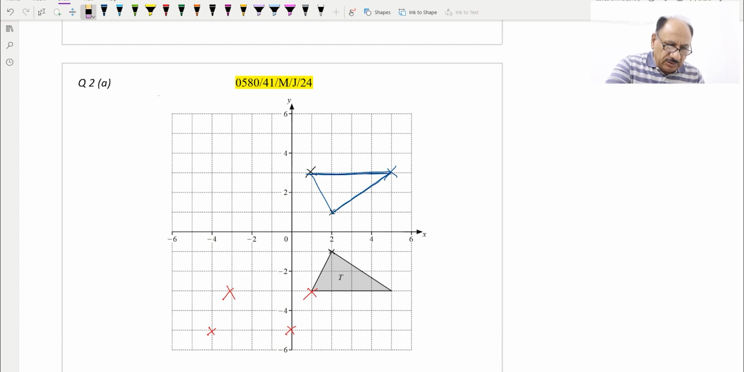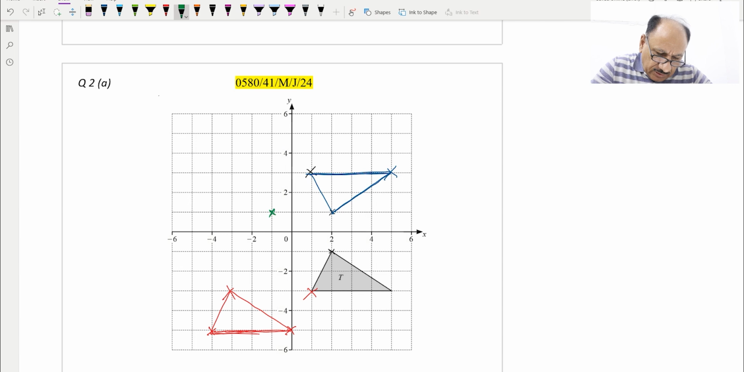and now we can draw the required triangle. The required triangle will be this one and this one, and we can draw. This is the triangle required. Hopefully you are understanding. Third part says triangle T after an enlargement by the scale factor -1/2 with center -1 and 1.